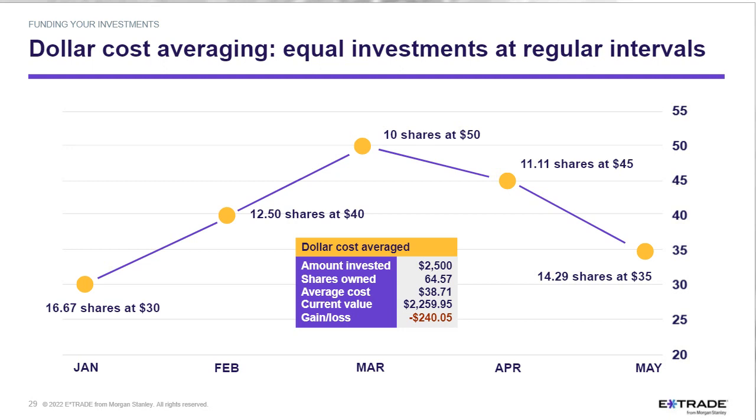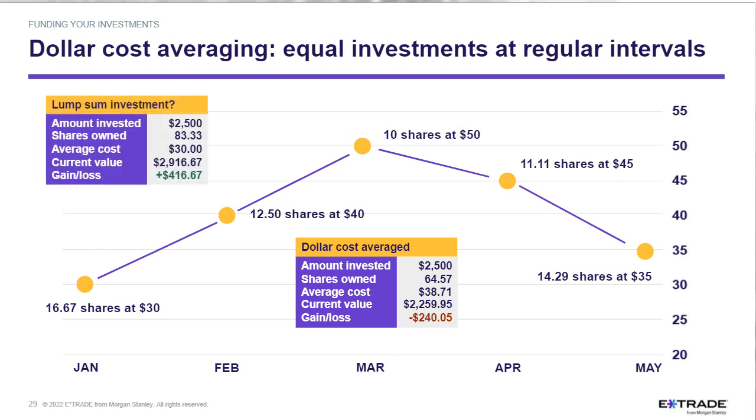So my average cost is 38. The stock is 35. So by dollar cost averaging, I'm down a little bit. In this case, the lump sum investor wins. He put the 2,500 in at $30. His shares therefore are 83.33. The stock is $2,916. The lump sum investor wins.